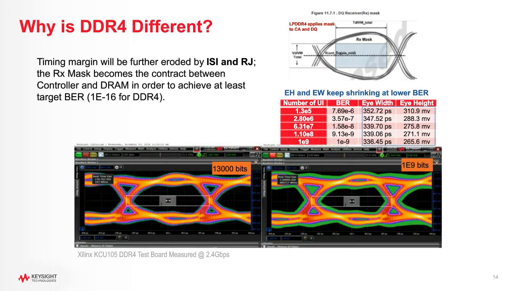The mask is an interesting new idea, but one of the things is that timing margin becomes further eroded by ISI and random jitter. As you can see in these two scope displays below, if you have just 13,000 bits captured, it looks like there's plenty of margin to the mask, but that mask is specified for 1e to the minus 16. If you put 1 billion bits through, that margin to the mask is much further reduced. But how much margin do I have at 1e to the minus 16?